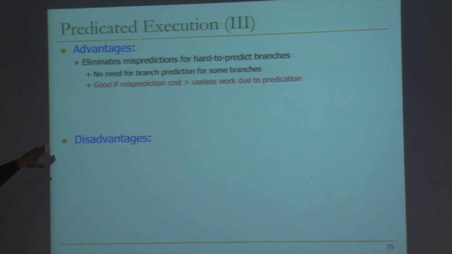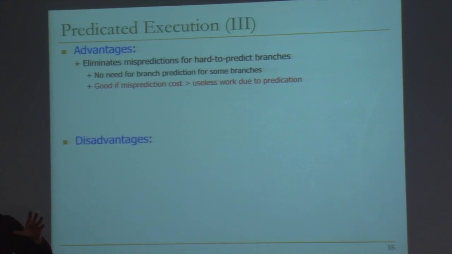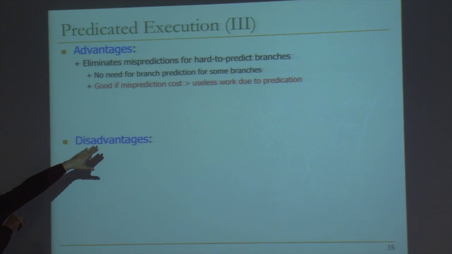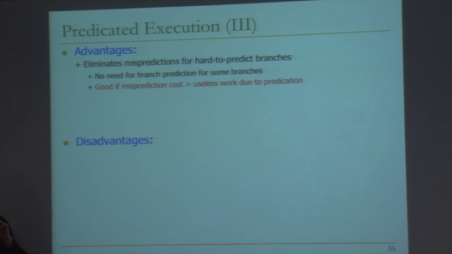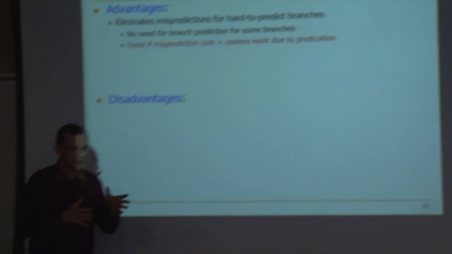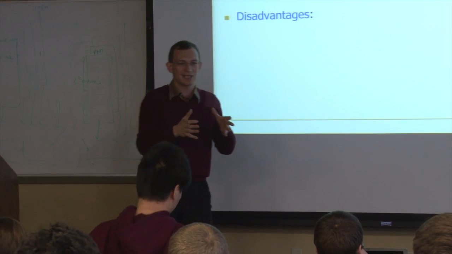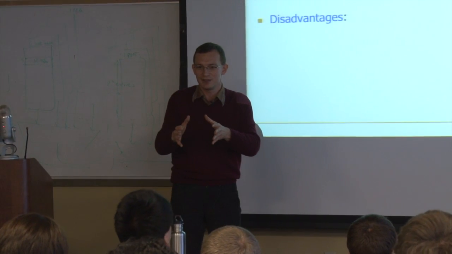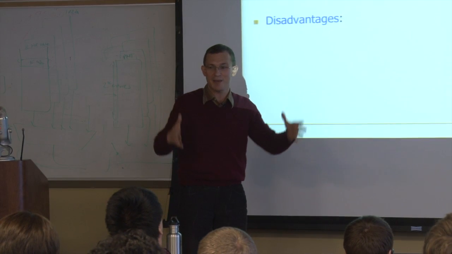And this is good if the misprediction cost, and this is a complicated equation actually. Compilers have a terrible time making this trade-off because it's tough. If the misprediction cost is greater than useless work due to predication, that's also hard to estimate for a compiler. Remember, the compiler is doing this predication. It needs to make this trade-off. What's the accuracy of this branch if I let the hardware predict it? What is the misprediction penalty? These are both dependent on dynamic events.